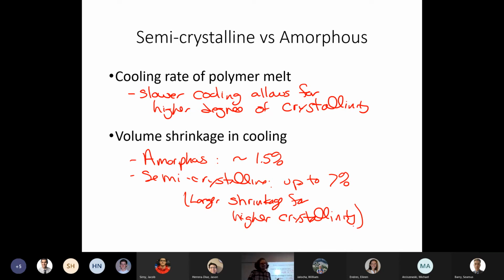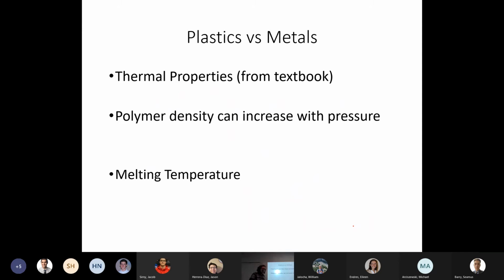Which means that the cooling rate actually does or can influence the shrinkage. We don't necessarily see that with metals. Well, our final thing that we want to look at, and I think in the reading assignment, I did ask for you to compare thermal conductivity and maybe specific heat of metals and plastics.